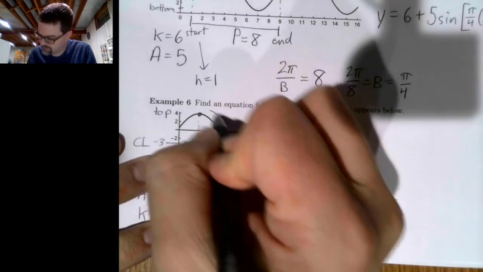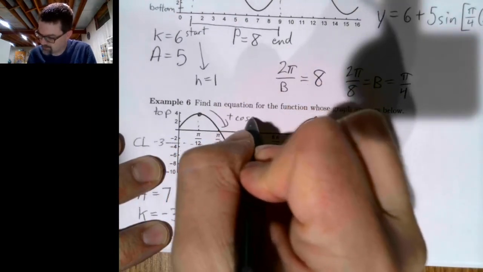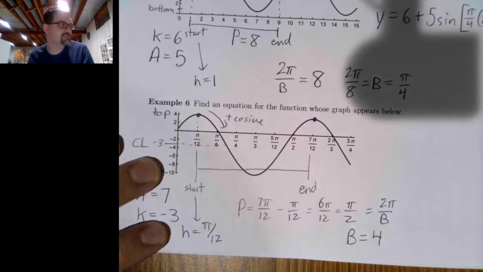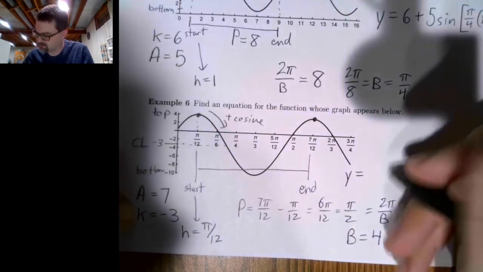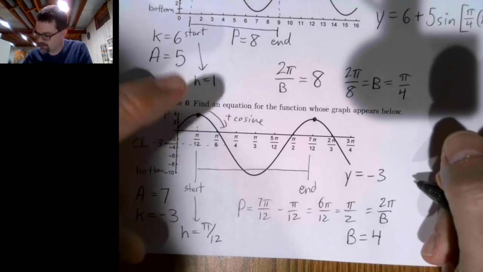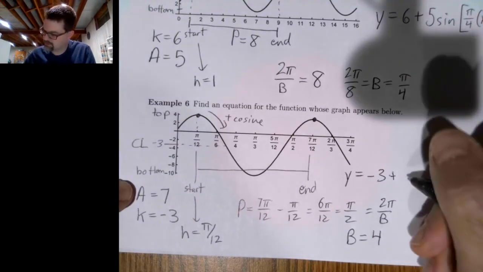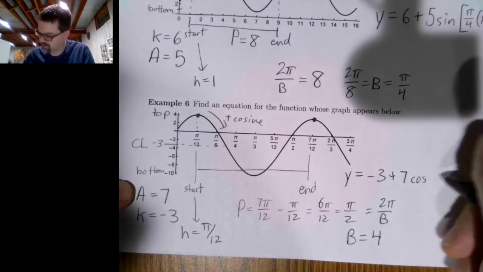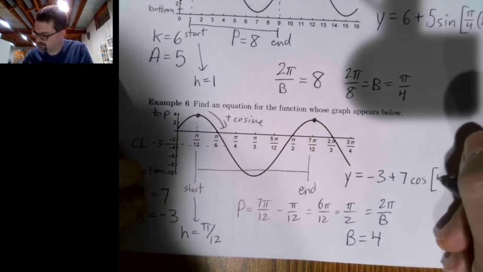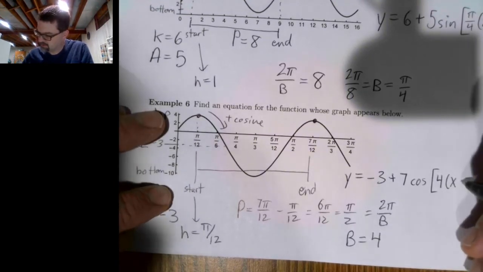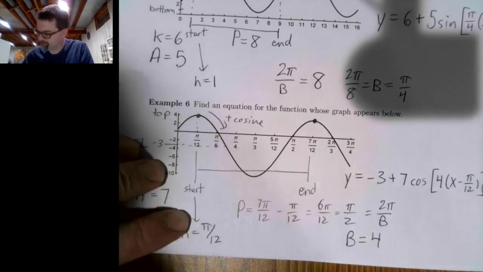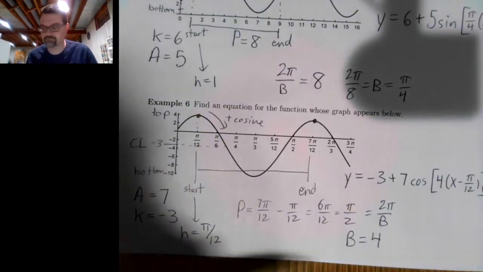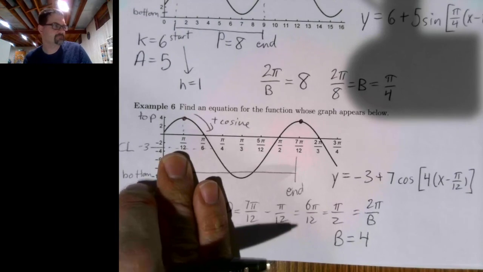But then like we saw, this guy's starting at the top. That's what happens with a positive cosine function. So putting it all together, y equals -3 plus amplitude cosine. B is 4. H is pi over 12. And there it is. Barely fitting in there.